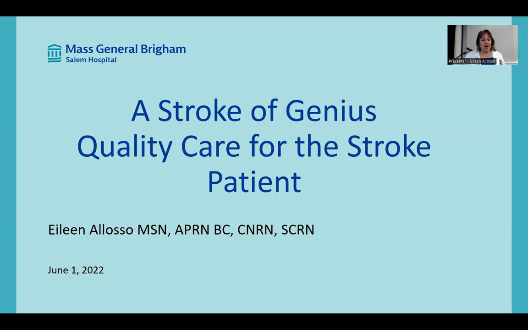So today I want to talk about quality care for the stroke patient. And I'm going to give you a whole lot of information, but I'm also going to throw in some quizzes and a couple of case studies to get us thinking about what we need to do when we see stroke patients. And they're not quizzes that I'm going to test you on, it's just a couple of questions, and I'll give you the answers at the next slide.